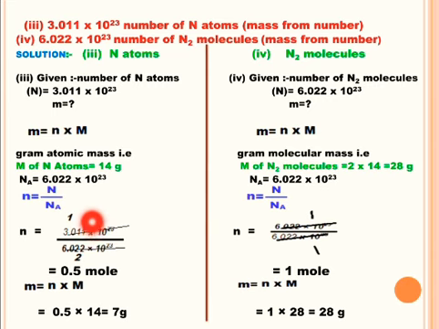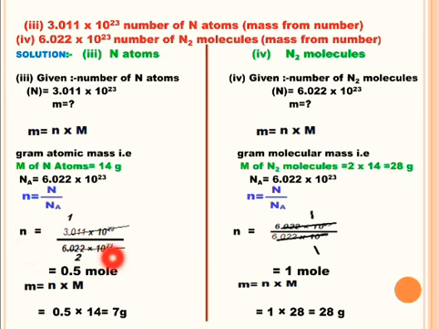So on dividing 3.011 × 10^23 by 6.022 × 10^23, we get 1/2, that is 0.5 moles. 10^23 is cancelled with 10^23. 3.011 when divided by 6.022 comes out to be 1/2, because 3 ones are 3, 3 twos are 6. So 1 by 2 is equal to 0.5 moles. So what is the value of small n that comes out to be?